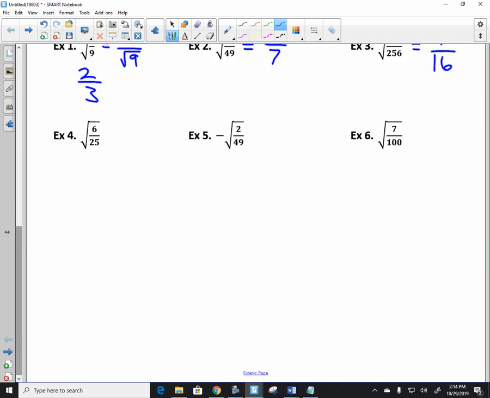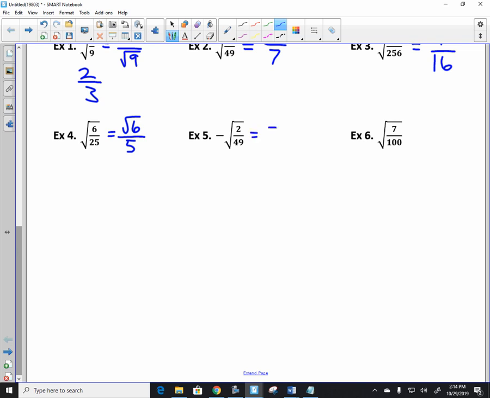But example 4, you start to run into a roadblock, right? So on the top, you just leave the square root of 6. On the bottom, you write 5. And we would say that that's simplified. That's okay. We can leave it as square root of 6 over 5. You don't have a denominator that's radical.